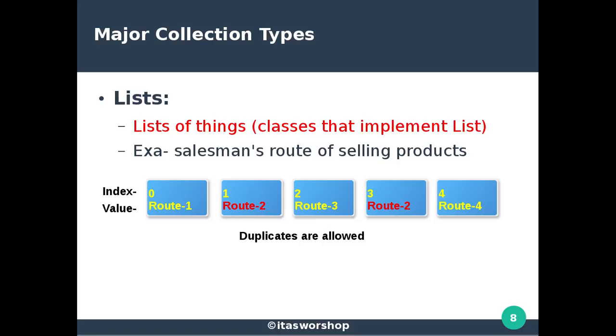So if you are dealing with a data structure where the objects are a general list of things, like your mom asked you to go to the market and purchase certain items, so you are just creating a list for that. That sort of list, if you want to organize it, you can consider the list interface, and in the list duplicates are allowed. So just keep this in mind, that duplicates are allowed in the list.